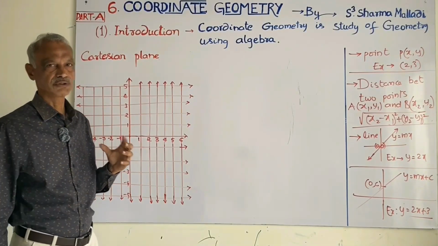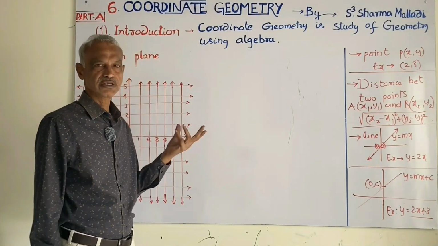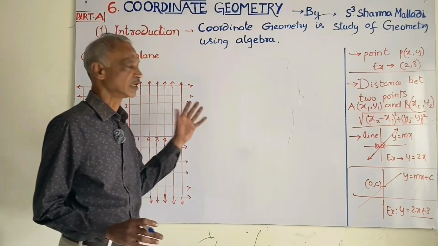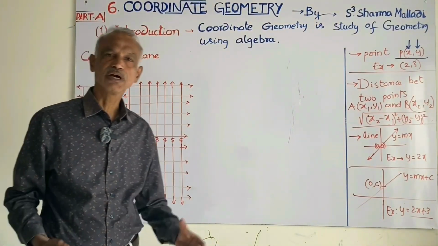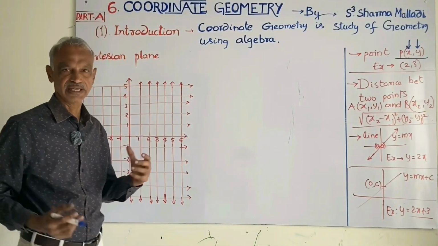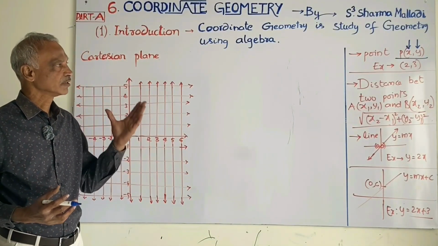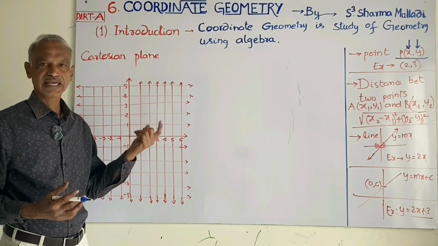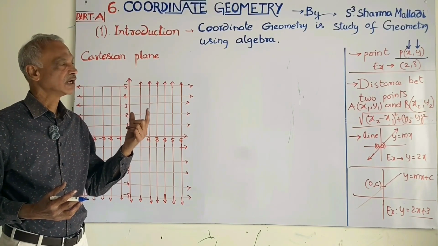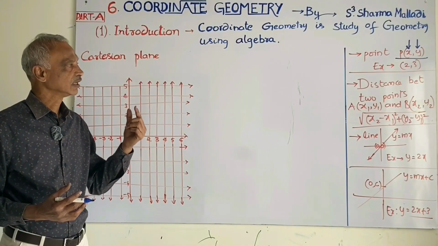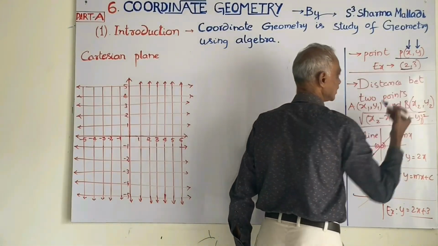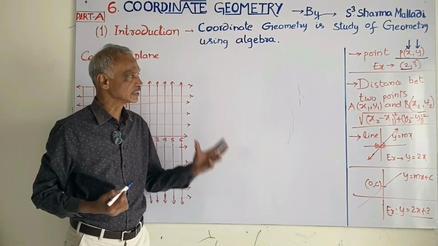Now, part A, introduction of the chapter coordinate geometry. I have already told you what is coordinate geometry. Coordinate geometry is the study of geometry using algebra, algebraic equations. Already you have learnt about coordinate geometry in 8th and 9th classes. Point P(x, y), it is in the form of (x, y). X is first coordinate and y is second coordinate. If you take (2, 3), first coordinate is 2 and second coordinate is 3.